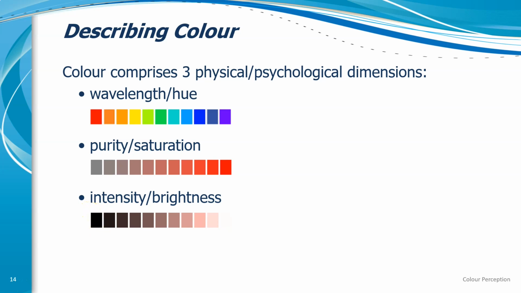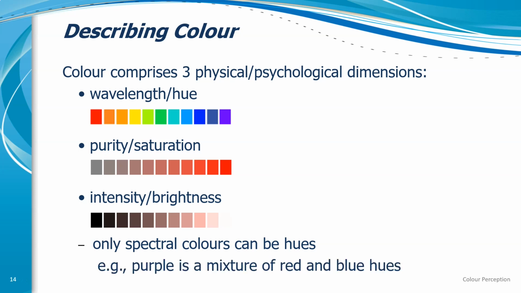So these are 3 independent dimensions: wavelength and hue, purity and saturation, and intensity and brightness. Each one of those can be manipulated independently. Now, there are some qualifications here. Only spectral colors can be hues, okay? Only the colors of the rainbow. So you're not going to find a hue of brown, no, or purple. Again, purple is not in the rainbow. Remember, it's a mixture of red and blue. So we have to take individual ones and then put them together.